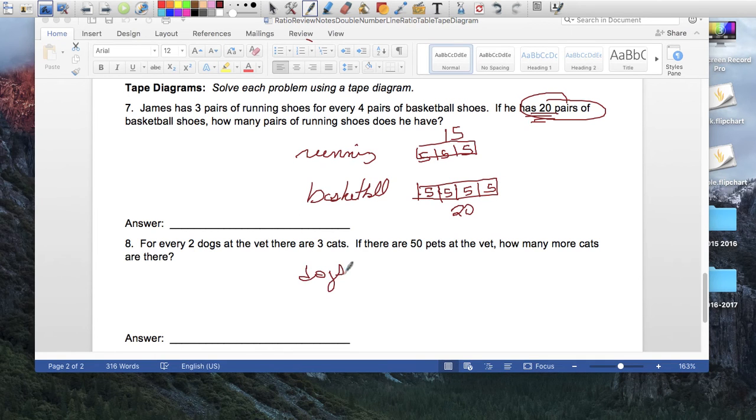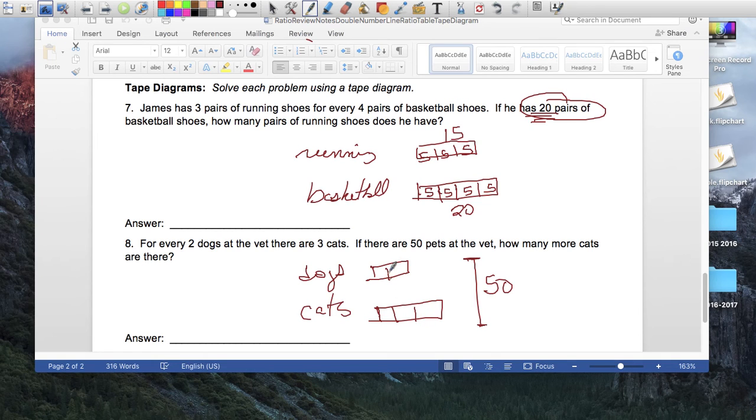Dogs and cats. For dogs, I'm going to make 2. For cats, I'm going to make 3. 1, 2, 3. And it says that we have 50 pets in total, so combined dogs and cats 50. So I'm not going to put the 50 on top here. Neither am I going to put the 50 on top of the cats boxes, because it doesn't represent the cats nor the dogs. It represents all of these. So I put this like this, because 50 represents the sum of all the dogs and all the cats.